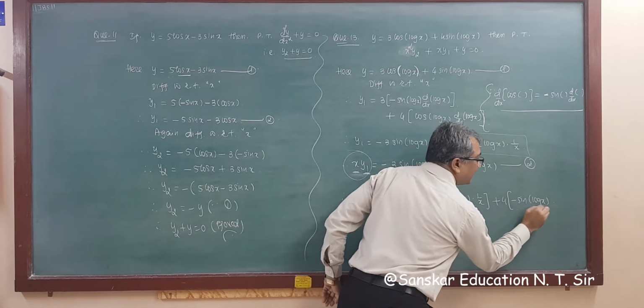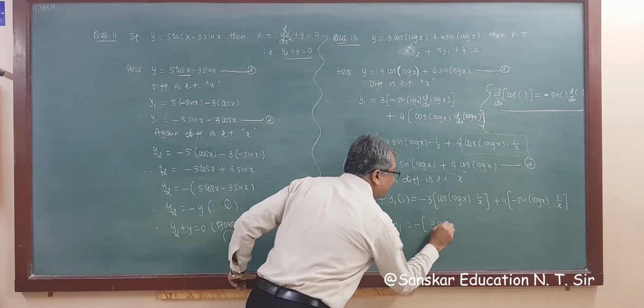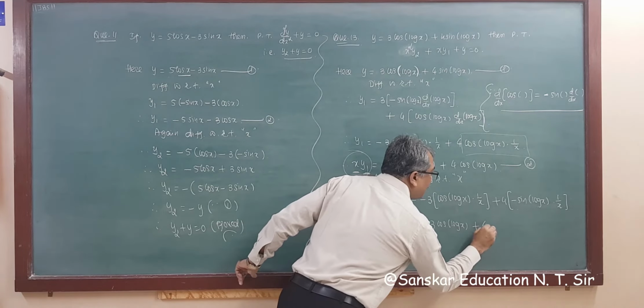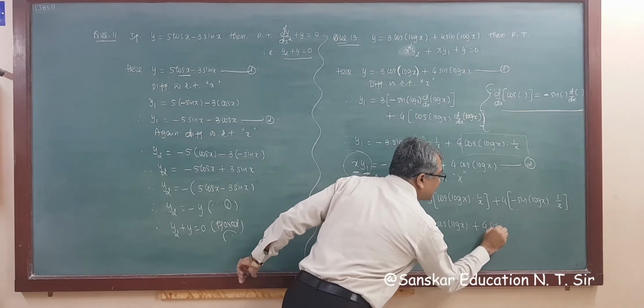Now there is a 1 upon x here, so again taking LCM, or cross multiplication. This becomes x square y2 plus x y1 is equal to, this is minus, this is minus, so taking minus common, minus 3 times cos log x plus 4 times sin log x.